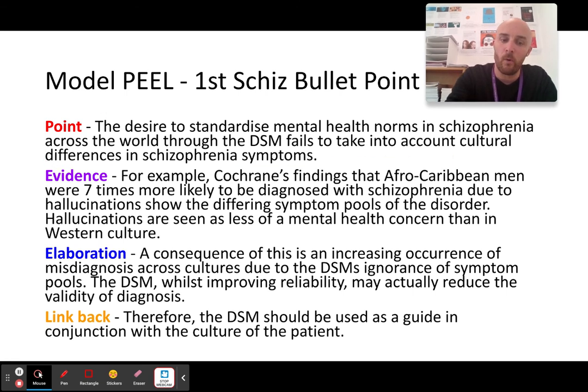You'll notice that the point and the link back are shorter and sharper. The meat of the point is in the middle, but this is the structure you need. If you miss out your elaborations, you're basically leaving the examiner to go, so what? So what? Why is your point important?